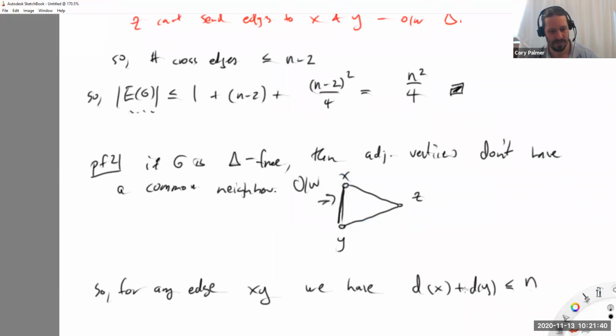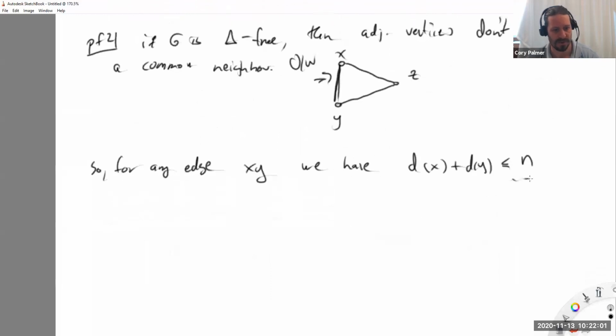So this sum for any edge, if you add up the 2 degrees, it's always at most n in a triangle-free graph. In other graphs, it can be much larger, right? Imagine a complete graph, dx plus dy is 2 times n minus 1, right? Each vertex has a degree n minus 1. But in a triangle-free graph, you get this.